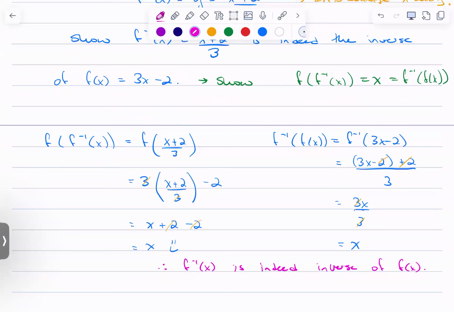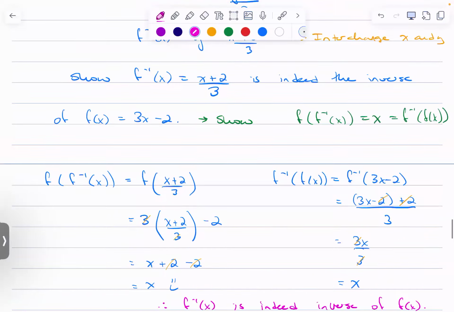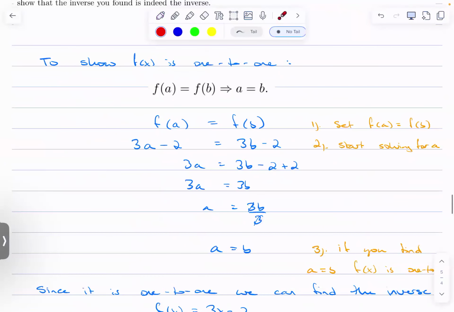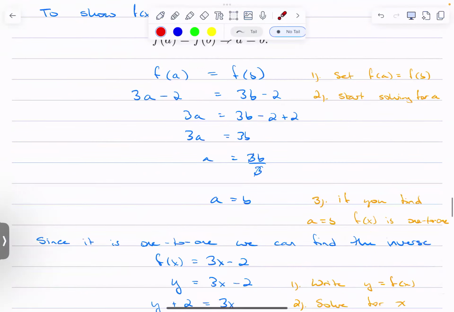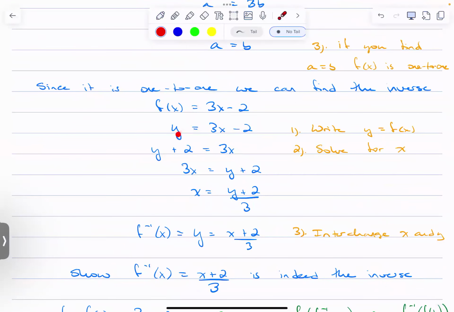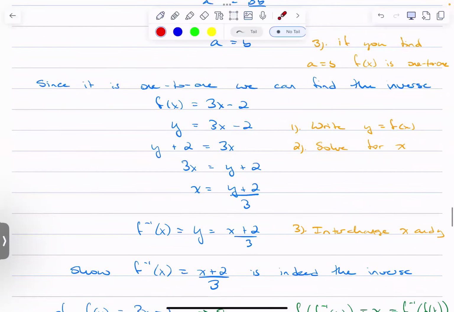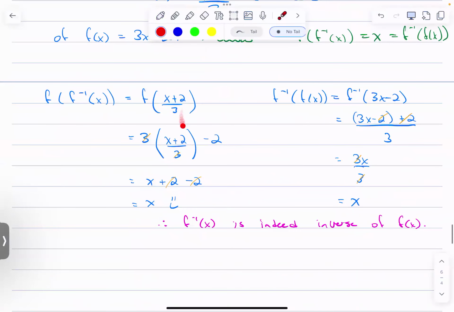I don't know about you guys, but I think these are very fun because you always know what you're going for, right? And so showing that it's one-to-one, you plug in a, you plug in b, you set them equal to each other, and you know you're aiming for a equals b, right? And then you can find the inverse of the function, just rearranging things, undoing things, but then you check that you got it right by using the function compositions. So that's nice.